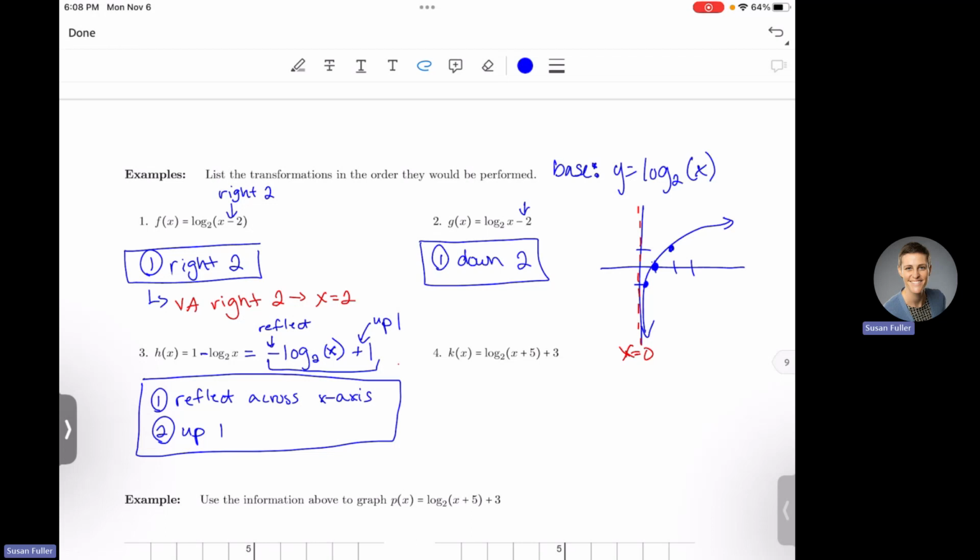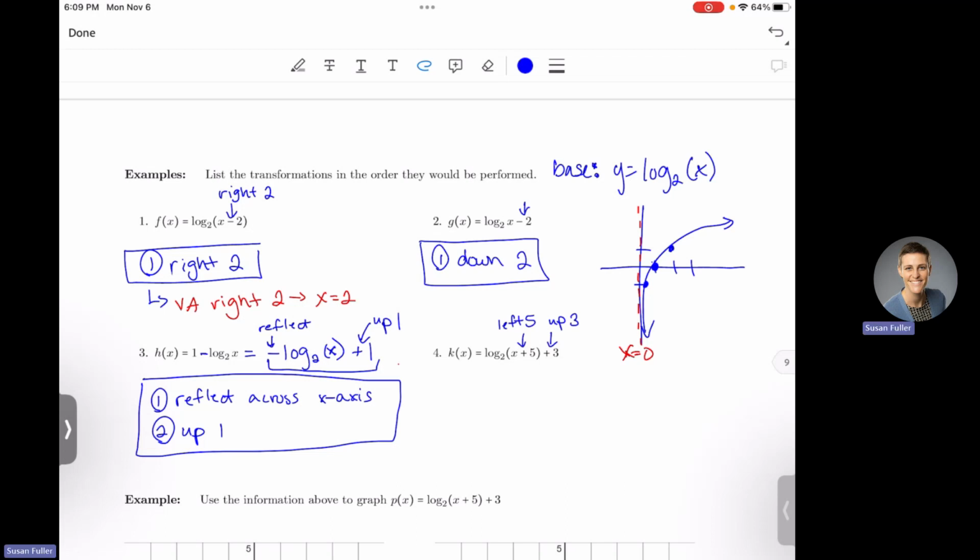All right. And then the last one we have is number 4, log base 2 of x plus 5 plus 3. I've got the +5, that's going to do a transformation, and the +3 is also going to be a transformation. So the +5, since I'm adding inside with x, is going to shift us left and right, and it's going to go the opposite way you think it will. So adding 5 will move us to the left by 5 units. And then adding that 3 on the outside is going to move us up 3 units.